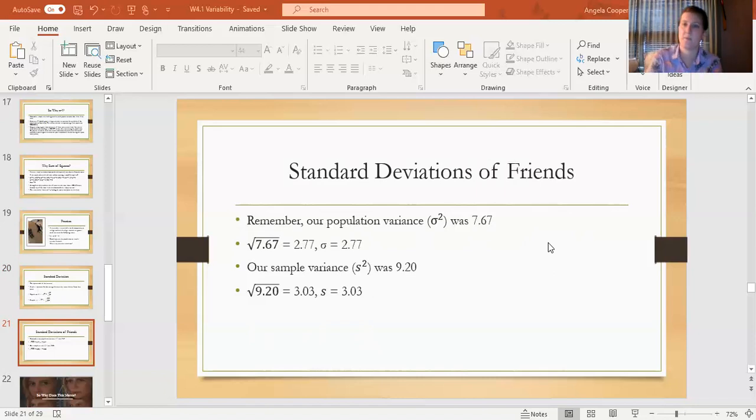Now, looking at the sample, when we did the sample variance for the same set of numbers for those same 6 people, but now we want to generalize it to everyone we know or all of our closest friends, that sample variance was 9.20. Square root of 9.20 rounds to 3.03. So our sample standard deviation for that is 3.03. Again, we still have a standard deviation that is larger for a sample than it is for a population.